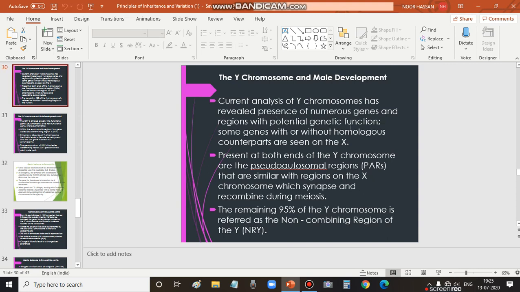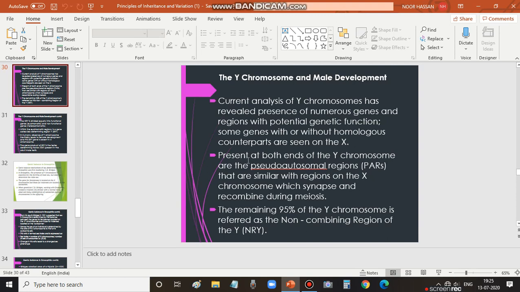This is as per the current analysis, that is, Y chromosomes have a number of genes and regions with potential genetic function. The same genes, with or without homologous counterparts, are seen on the X chromosome also. That is, the X chromosome, which is present along with the Y chromosome, has the same genes as the Y chromosome, with or without homologous counterparts. So this is what the current analysis is revealing.